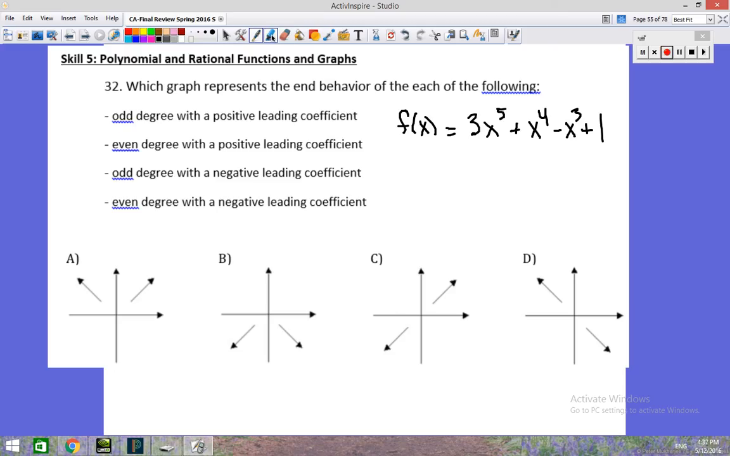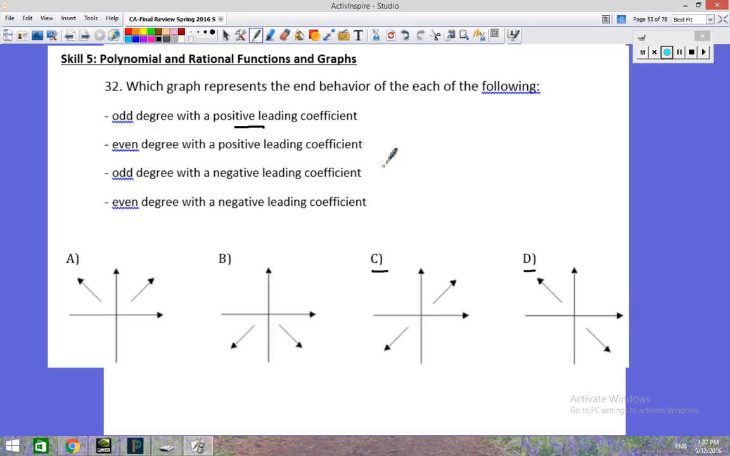We're only interested in the term that has the biggest exponent, okay? So if that exponent is an odd number, then I know my end behavior is going to go in opposite directions. This is either going to be choice C or choice D. Those ends are going in opposite directions.